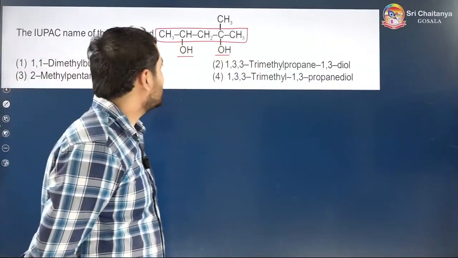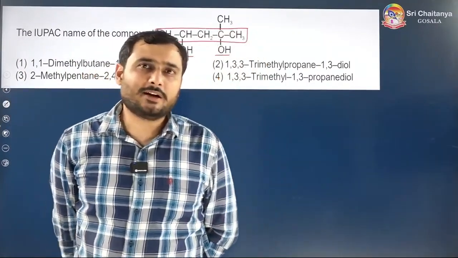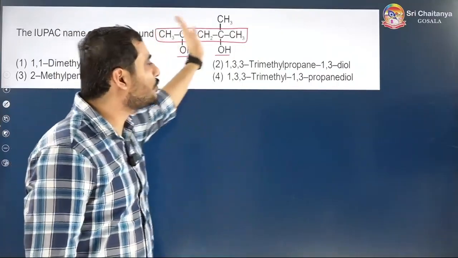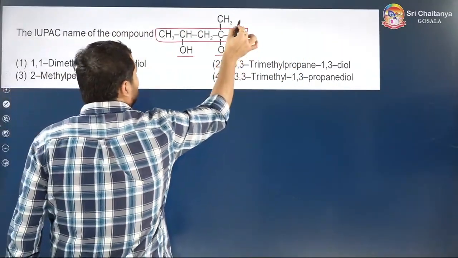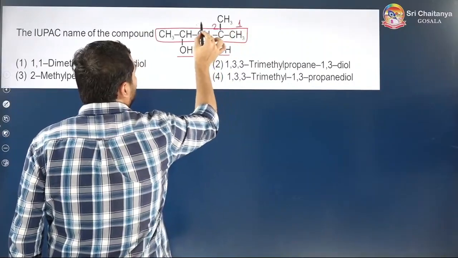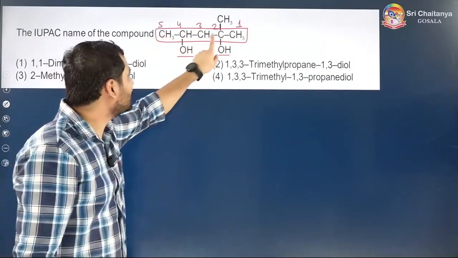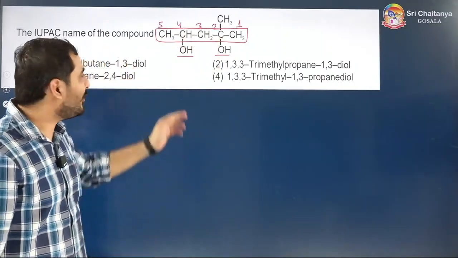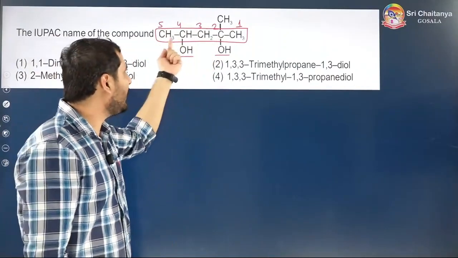After selection of the parent chain, the next rule is numbering. Now you have to tell whether numbering is done from the left hand side or from the right hand side. I'm saying the right side. Because if you write numbering from here, 1, 2, 3, 4, 5, alcohol will be coming at which position? Second and fourth. If you write from here, 1, 2, 3, 4, again alcohol will be the same, 2 and 4.